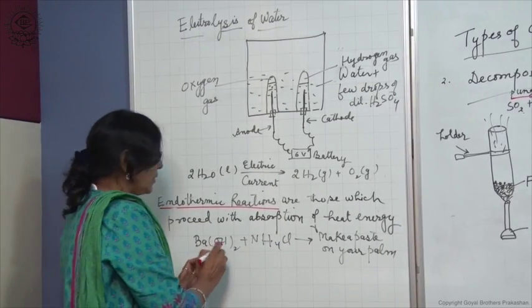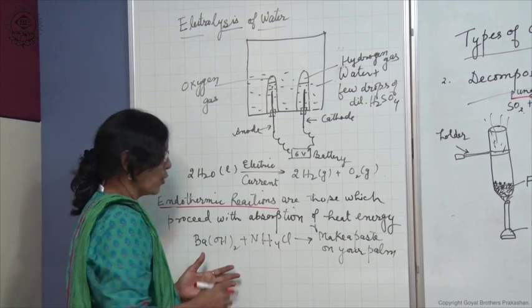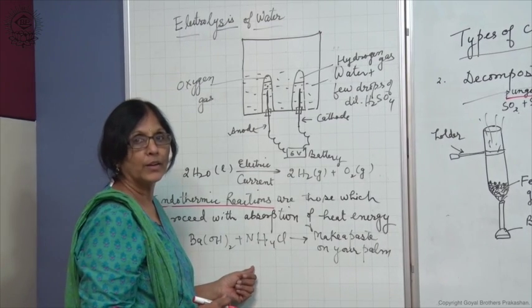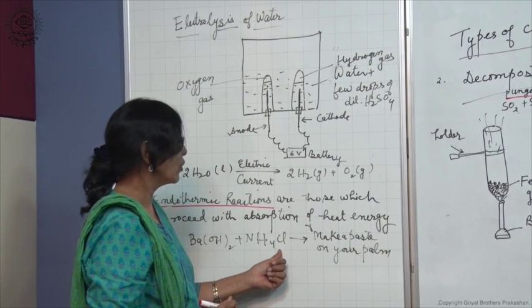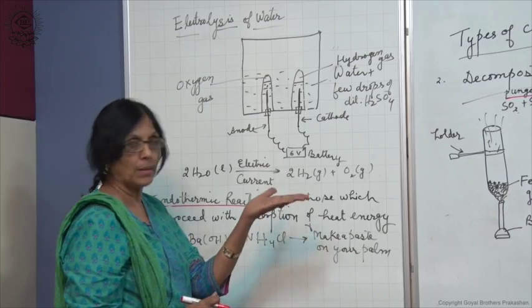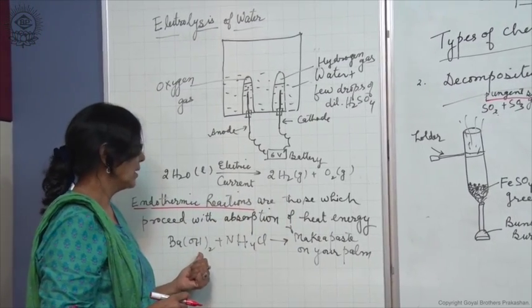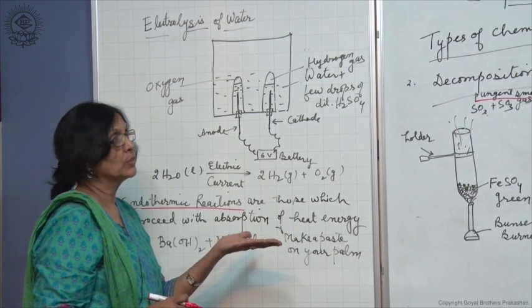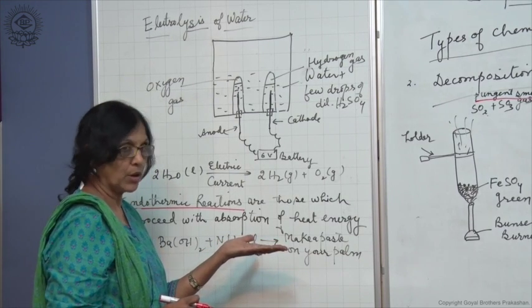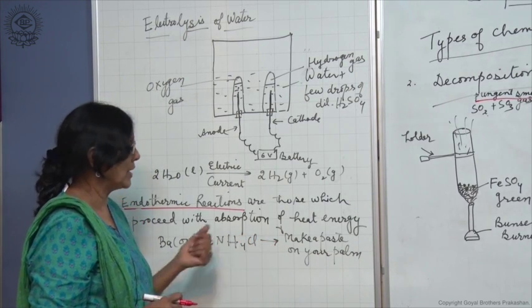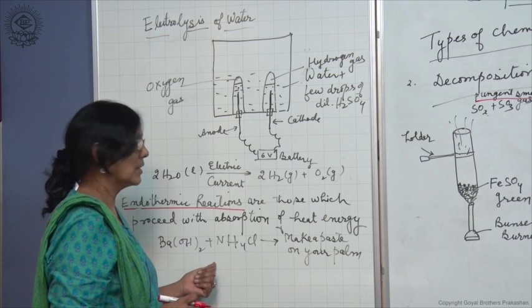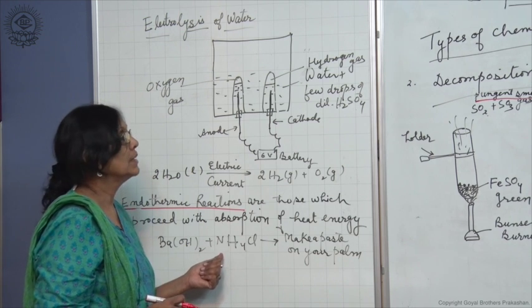Now, here one activity can be performed by taking the salts barium hydroxide and ammonium chloride. On the palm, put some water over it and make a paste. Palm feels colder because the absorption of energy has occurred. So, this is the example of an endothermic reaction.